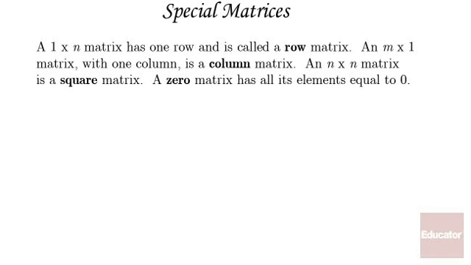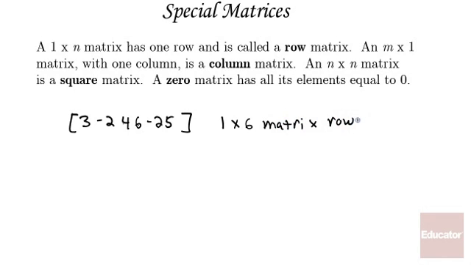Okay, there are certain matrices that are special cases. A 1 by n matrix has 1 row and is called a row matrix. For example, this is a row matrix because it has 1 row. So this first term here tells the number of rows. And looking at the number of columns, I have 1, 2, 3, 4, 5, 6. This is a 1 by 6 matrix, and it is a row matrix because it has only 1 row.